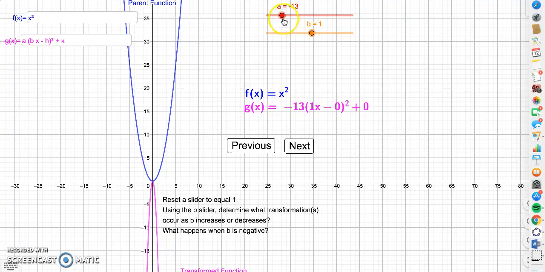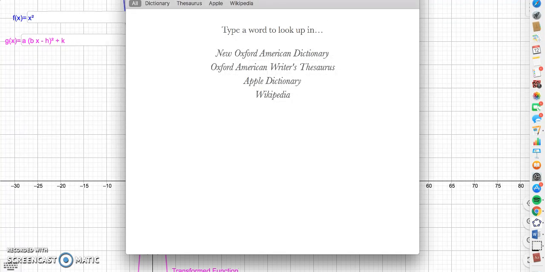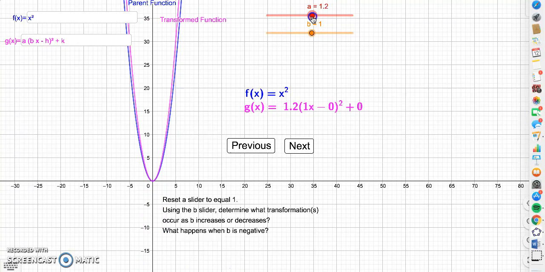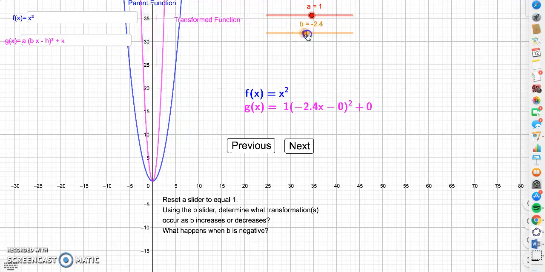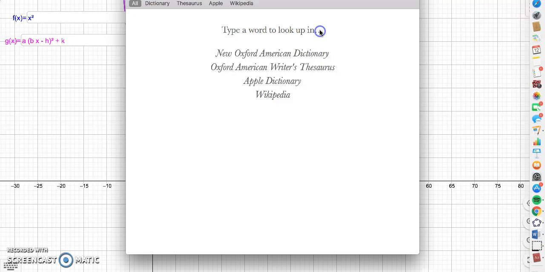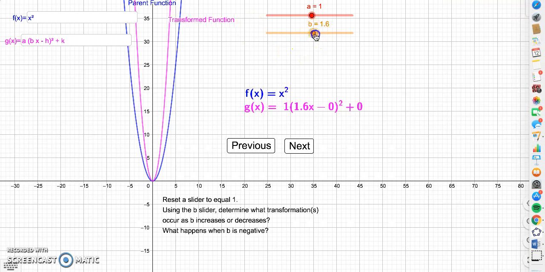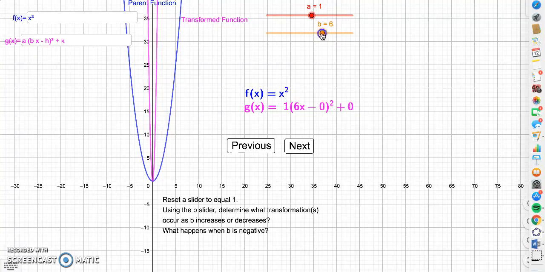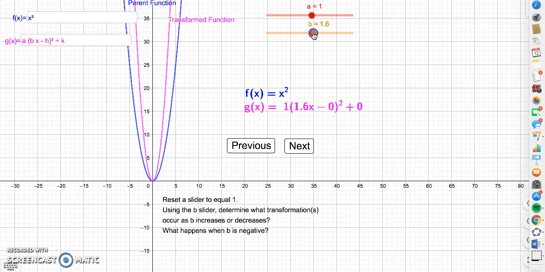Alright, so next, I would like them to reset the sliders so they're just focusing on one transformation at a time. So then they're going to look at B. Same thing, they're going to use the slider forward and backwards and answer the following questions. What happens when B increases or decreases, and when B is negative. And again, they should notice that as B is being slid, it changes in the place where B is in the standard form equation.